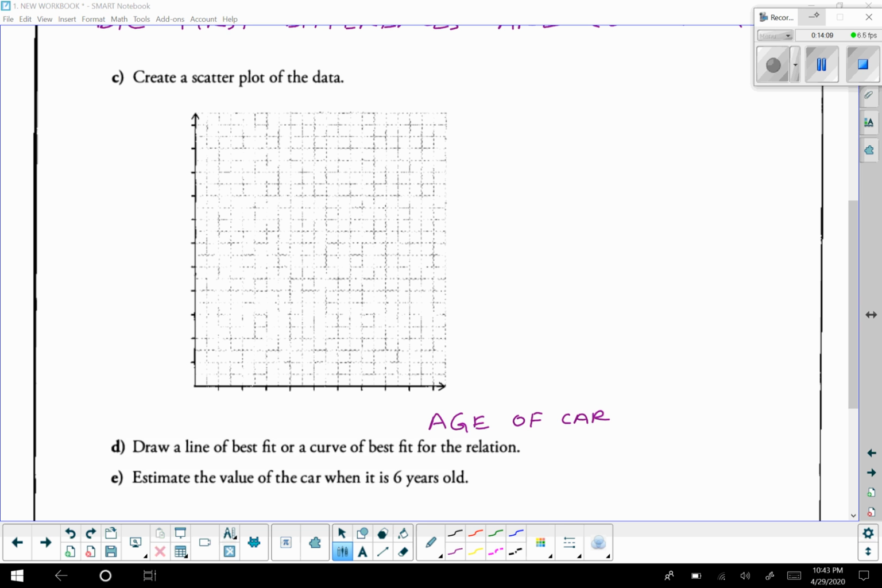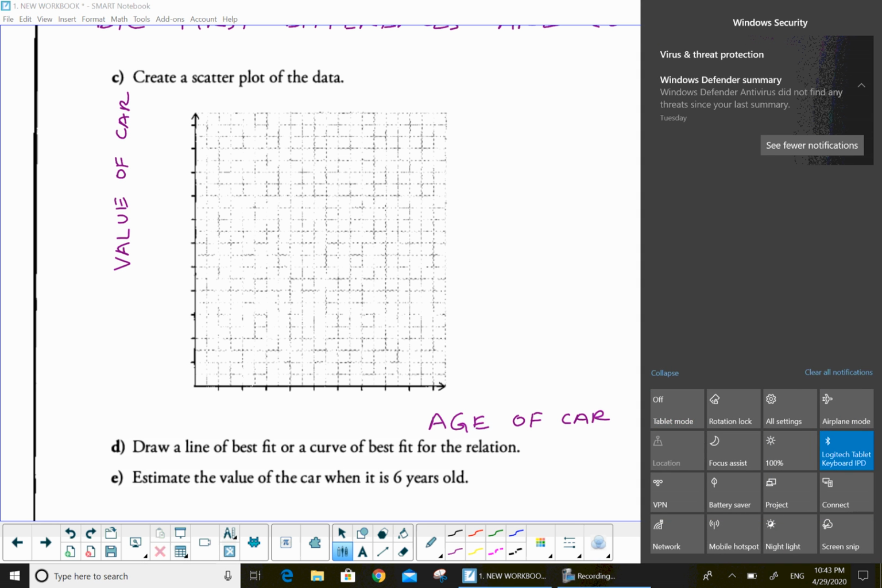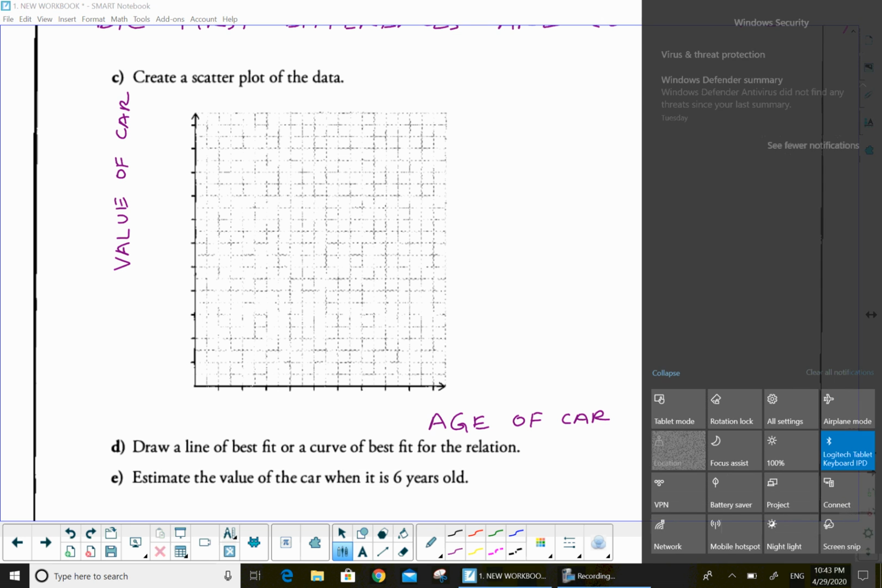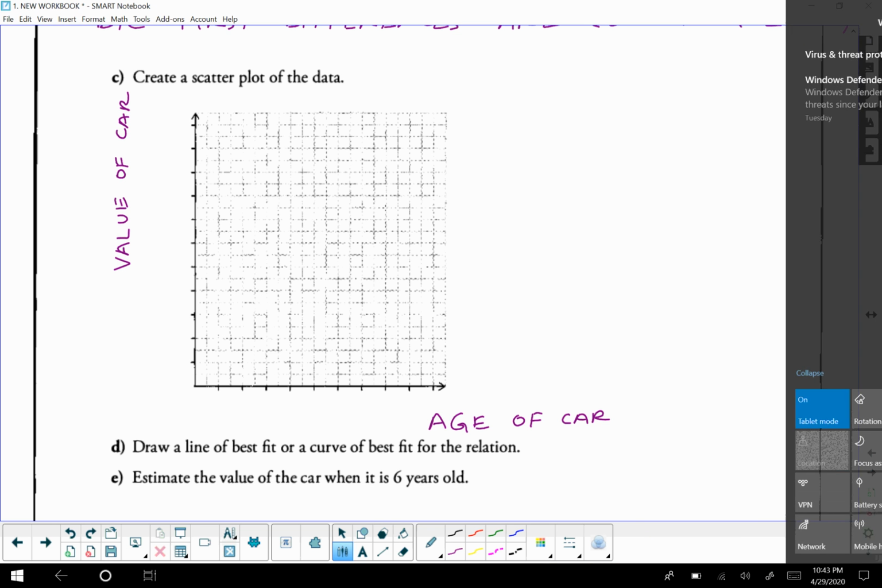Okay, there we go. I should minimize this because I almost closed it. Value of car. There we go. Nice. Okay, now I'm scared. Did I save this? Okay, it's still recording. We're good. Nobody panic. There we go.